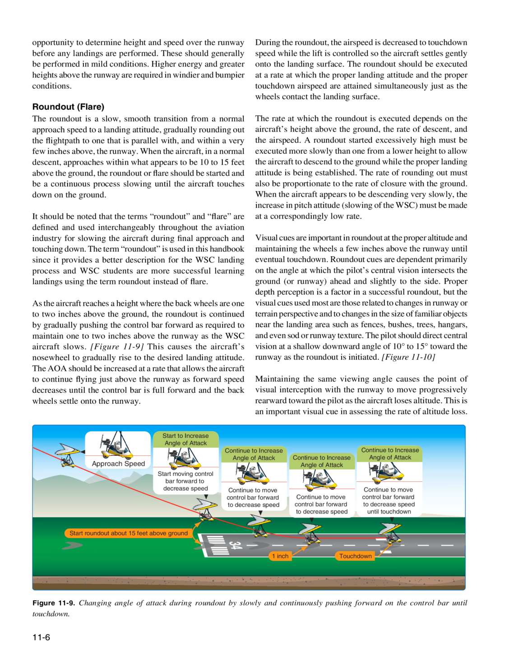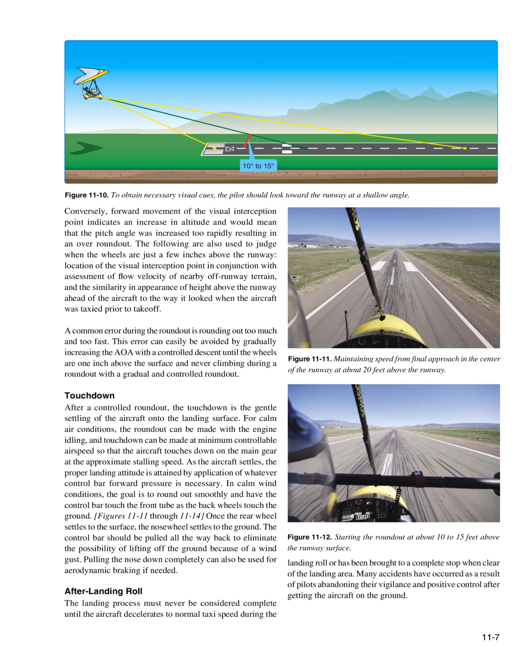Figure 11.10. Maintaining the same viewing angle causes the point of visual interception with the runway to move progressively rearward toward the pilot as the aircraft loses altitude. This is an important visual cue in assessing the rate of altitude loss. Conversely, forward movement of the visual interception point indicates an increase in altitude and would mean that the pitch angle was increased too rapidly, resulting in an over-roundout.